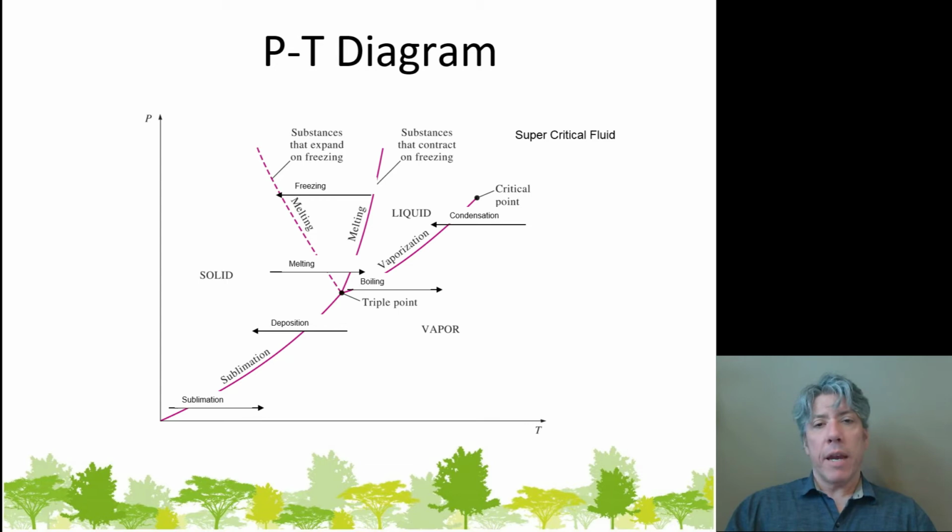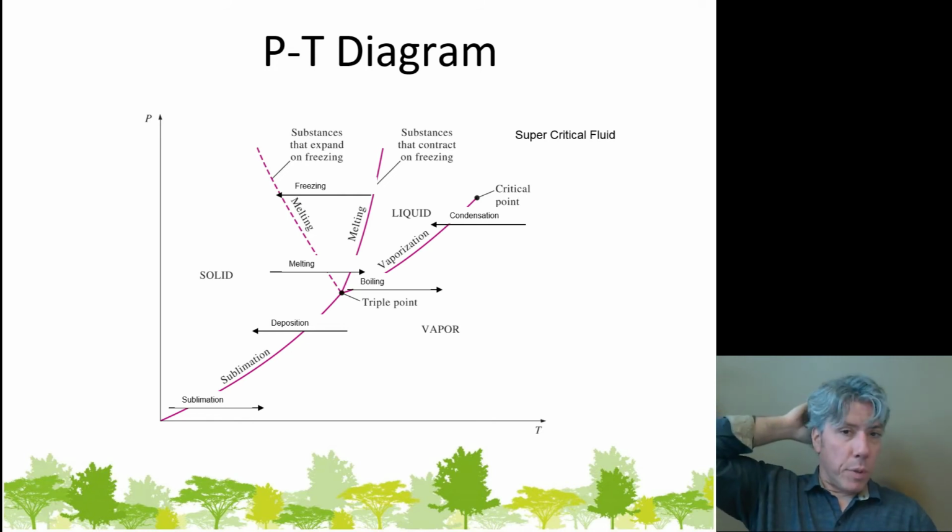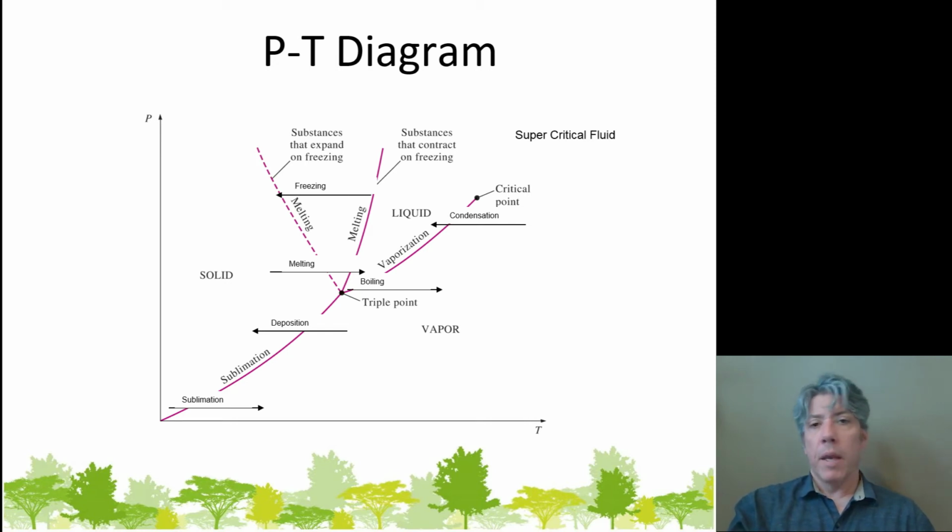Now, if we have a substance that contracts on freezing, you can see the melting line there, but if it's a substance that expands on freezing, the melting line moves to a different area of the graph. And then you can see the vaporization line, which separates the liquid from the vapor region. Above the critical point, we've got supercritical fluid. We can't really call it a gas or a liquid, it's just a fluid.